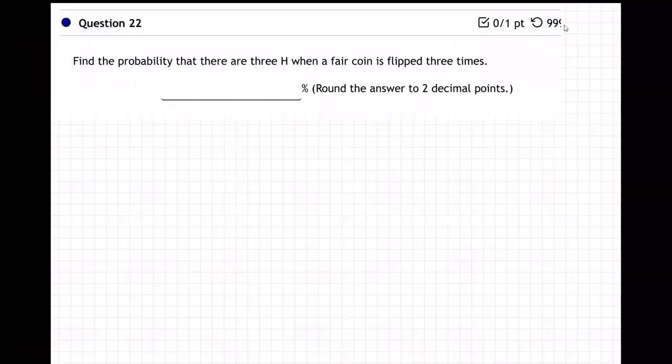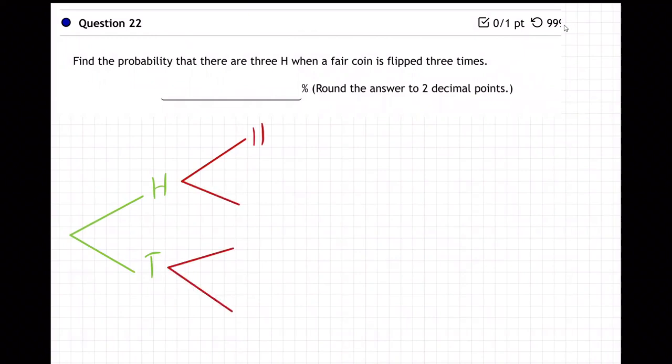Okay, on this question, they're asking, find the probability that there are 3 heads when a fair coin is flipped 3 times. So let me write out the different things that can happen when you flip a coin 3 times. So first flip, you can get a heads or a tail. Second flip, likewise, you can get a head or a tail on the second flip after the first flip. And then the third flip, same thing again, heads or tail.